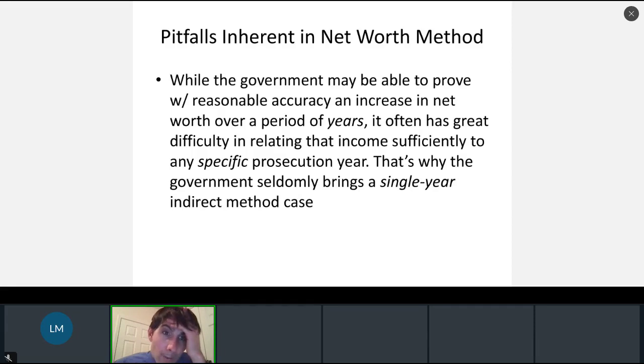While the government may be able to prove with reasonable accuracy an increase in net worth over a period of years, it often has great difficulty in relating that income sufficiently to any specific prosecution year. That's why the government seldom brings a single year indirect method case.